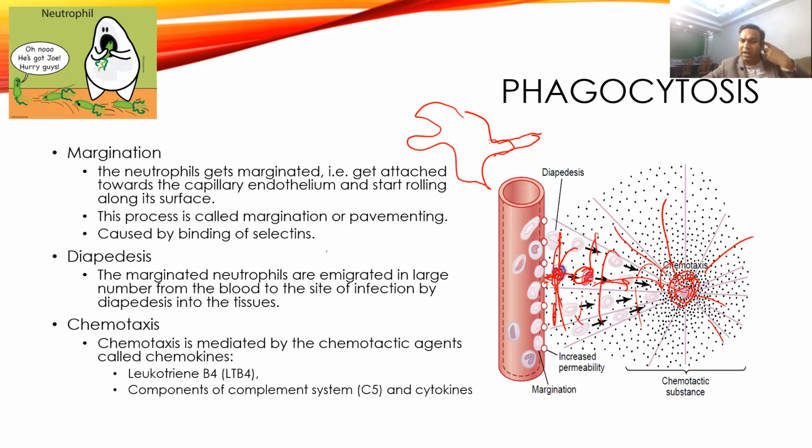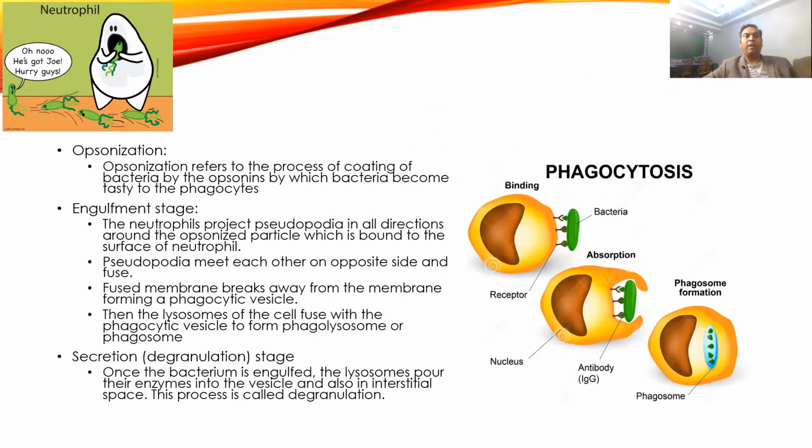And this chemotaxis is usually guided by various inflammatory mediators, like the complement system, cytokines, or interleukins. More specifically, it is leukotriene B4. Once they reach the site of inflammation, they will cause phagocytosis. They will try to engulf.